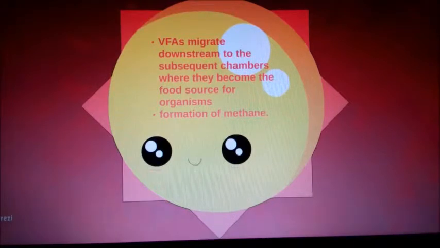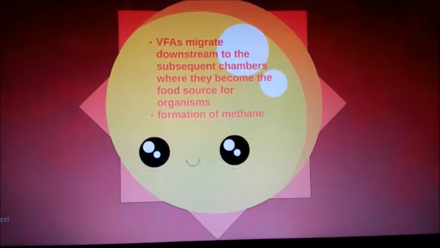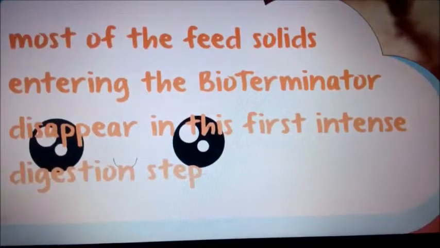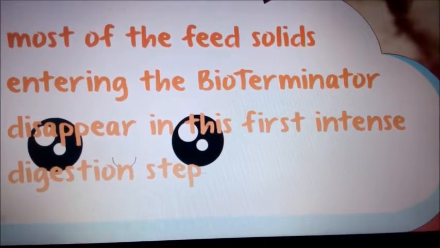As a liquid, the VFAs migrate downstream to the subsequent chambers where they become the food source for organisms responsible for fermentation and other reactions, ultimately resulting in the formation of methane. As in the case with any anaerobic digester, most of the feed solids entering the bioterminator disappear in this first intense digestion step.